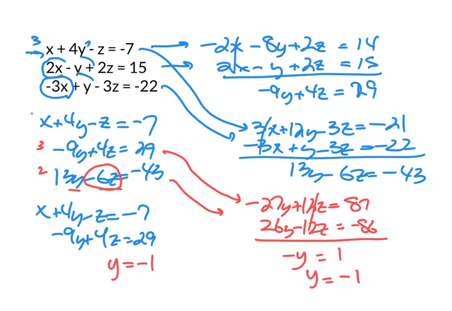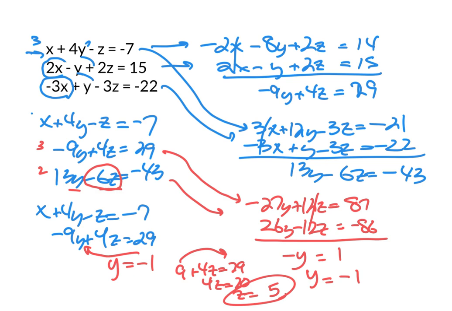Awesome. Okay. Now the fun part begins. That's most of the work. Your job is to find out what x, y, and z are. I found y. What I'm going to do is I'm going to take that y and I'm going to substitute it back in, to the y in the second equation. So it would look like -9 times -1, which would be +9, plus 4z is 29. If I move that 9 over, I get 4z is 20, which means z is 5. There's my z.